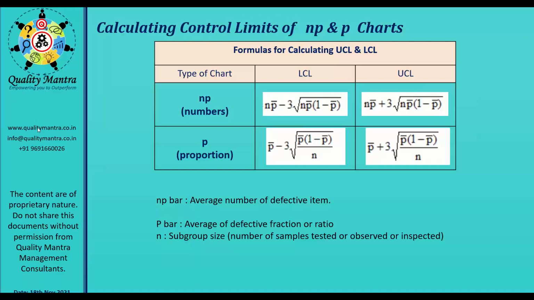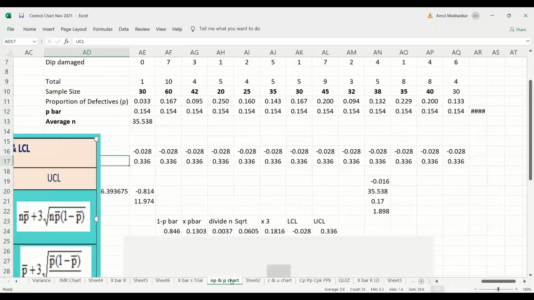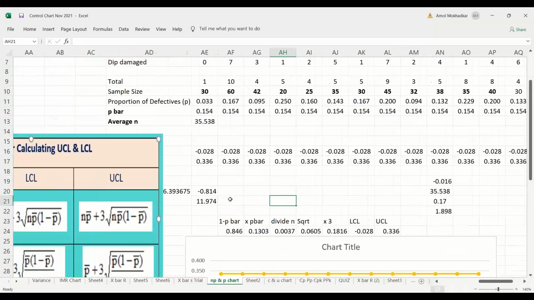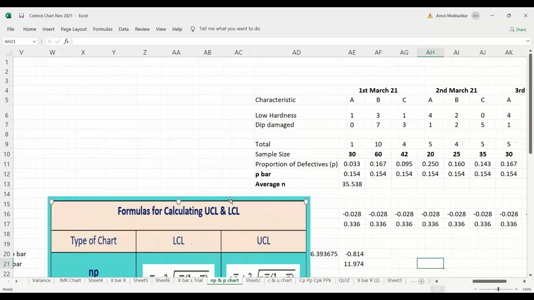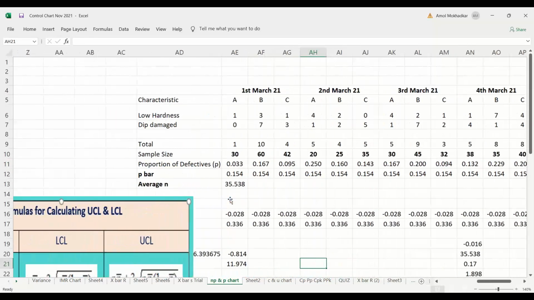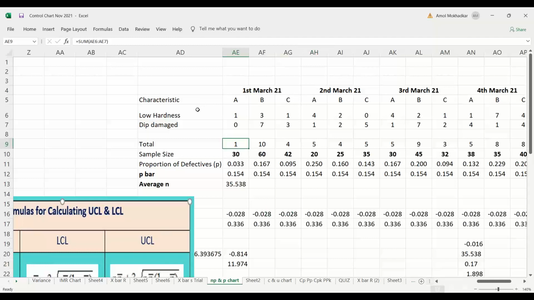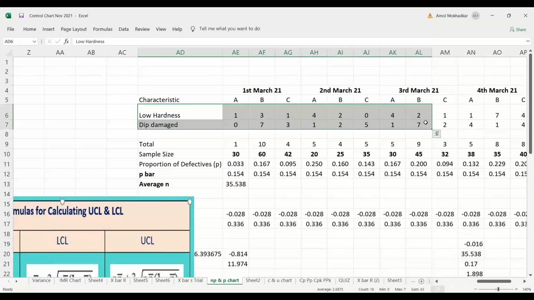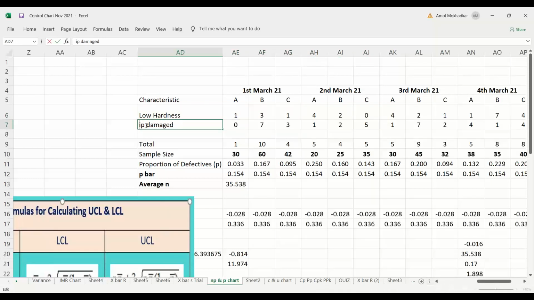Now we will quickly go to the Excel sheet and see how the NP and P charts are prepared. So total number of defectives, I had just taken this information to understand that yes, there is a low hardness and tip damage, not deep, it's a tip damage.